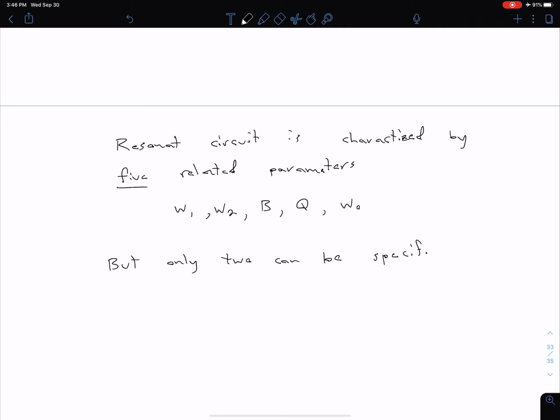I'll come back to what that means in a second. Only 2 can be specified independently. Basically what that means is once you know 2 of those parameters, the other 3 are set. For instance, let's say we know what our omega 1 and omega 2 are, or maybe we design for a certain omega 1 and omega 2, then that automatically sets our other 3 parameters. So all of them are not independent, they do have some dependence on one another.